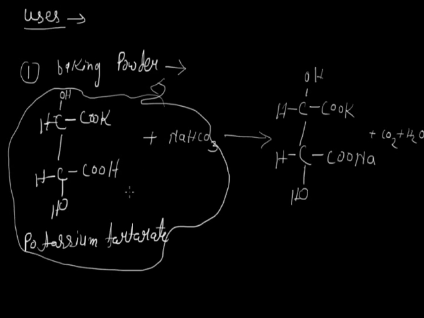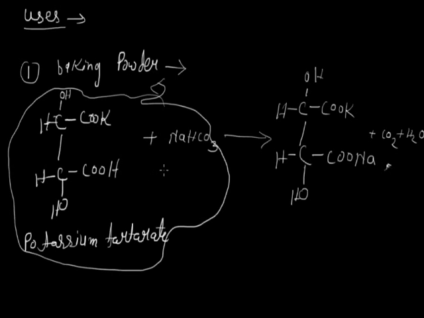When we mix potassium tartrate and sodium bicarbonate, after reaction it gives a double salt, that is sodium potassium tartrate, by the evolution of CO2 gas. Due to the evolution of this CO2 gas, a bakery item, for example cake, becomes fluffy. So for making cakes fluffy, we use sodium bicarbonate with potassium tartrate.